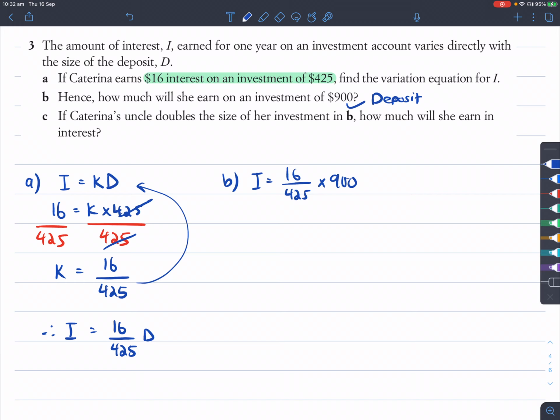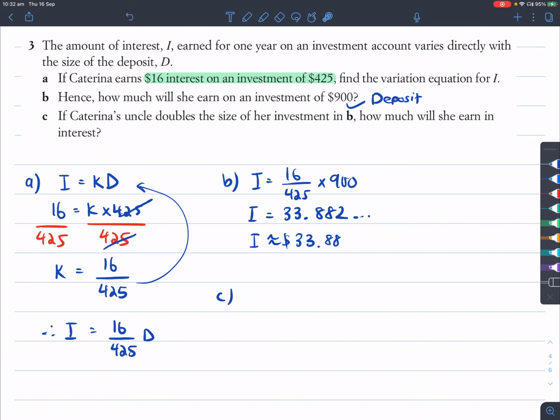And what we'll get is I equals 33.882, etc. There's more numbers after that. So to two decimal places, because we're dealing with money, we're going to write $33.88, like that. C. If Katarina's uncle doubles the size of her investment in B, how much will she earn in interest?